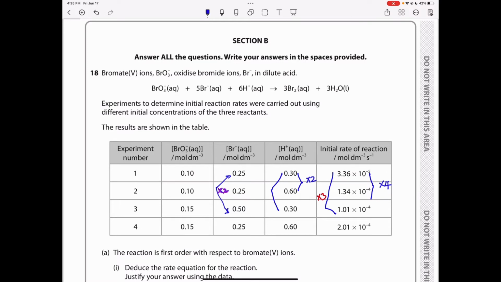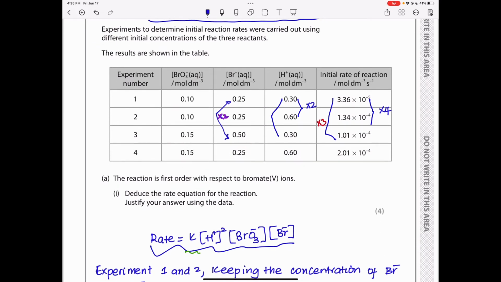They say, bromate(V) ions oxidize bromide ions, Br minus, in dilute acid. So this is the equation for that reaction. They say experiments to determine initial reaction rates were carried out using different initial concentrations of the three reactants, and the results are shown in the table here. So those are the results.